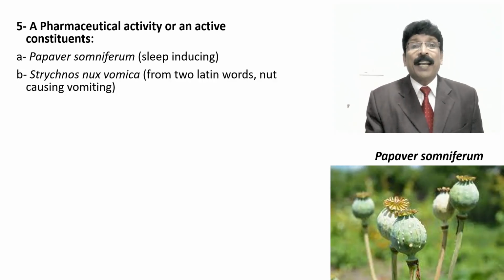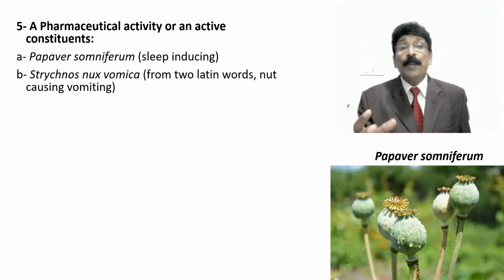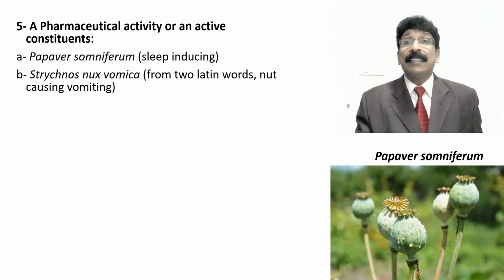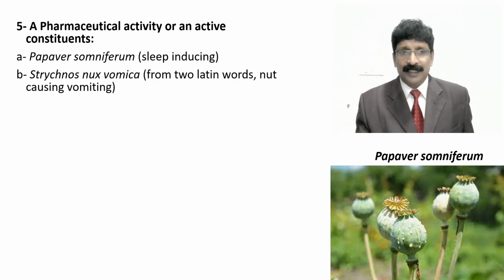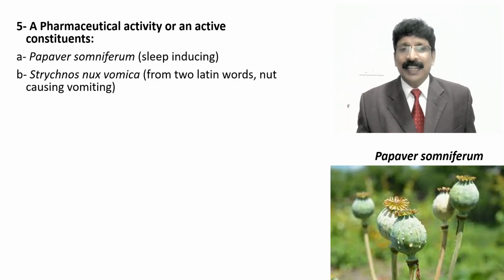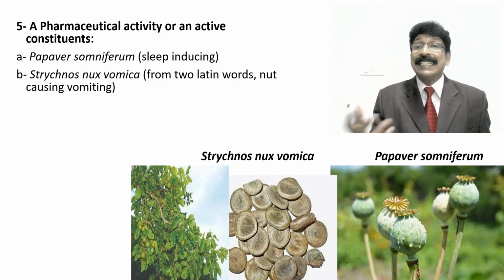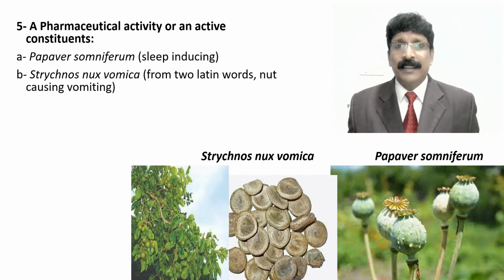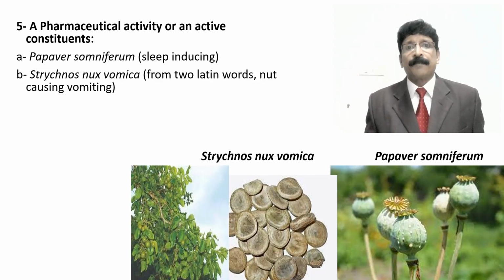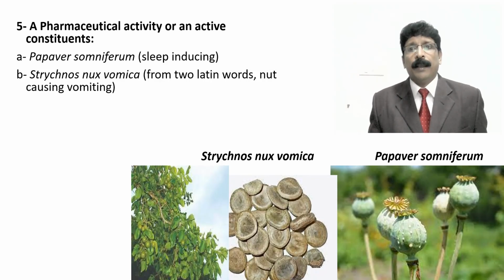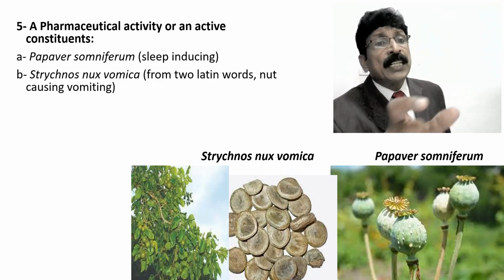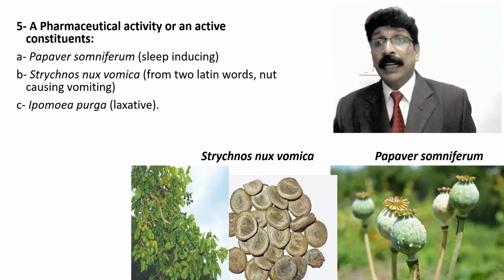Strychnos nux-vomica. Nux vomica, vomiting. The two Latin words, nut causing vomiting. So it's a nut, nux vomica, and the name is given. You know this has strychnine and brucine, which is a stimulant. It's poisoning actually, but it has a stimulant effect in small doses. So Nux vomica, the name is denoted by its pharmacological action, therapeutic applications.